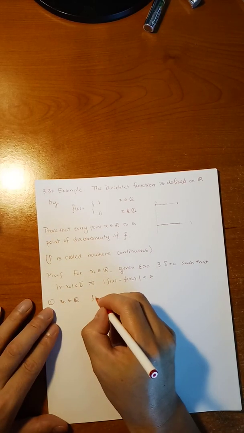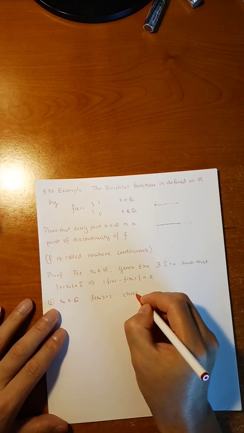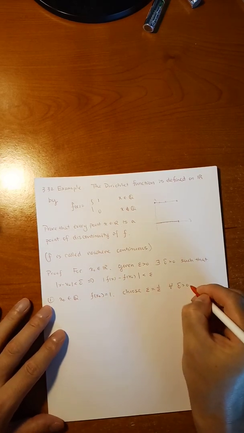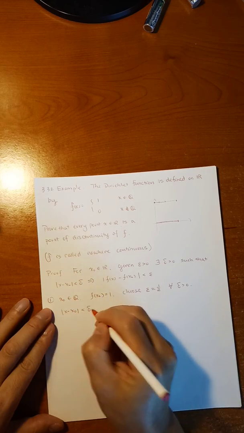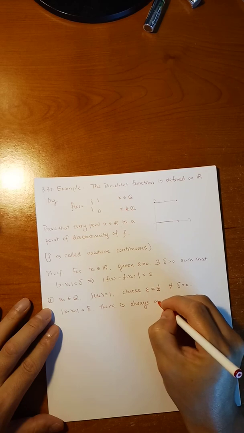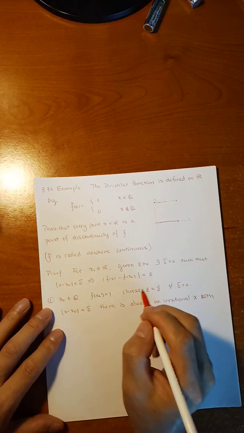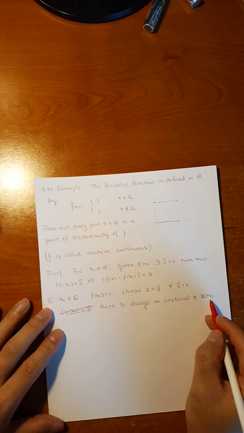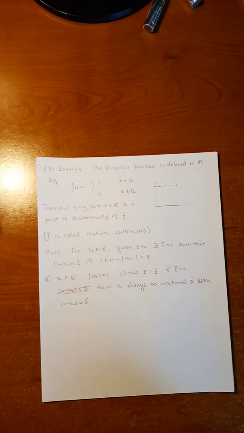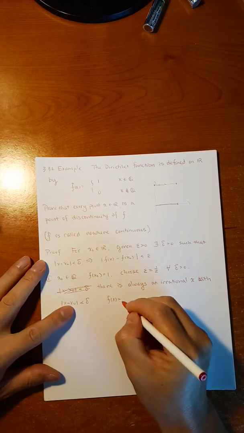Okay, now given x0 in R, well, case 1, x0 is rational. x0 is rational, f(x0) is 1. And we choose epsilon equal to 1/2. We always choose epsilon equal to 1/2. And for any delta greater than 0, there is always an irrational x with |x minus x0| less than delta, because the irrational numbers are dense. Dense means for any point you have a point from the set close to it. Okay, and f(x), because it's irrational, is 0.